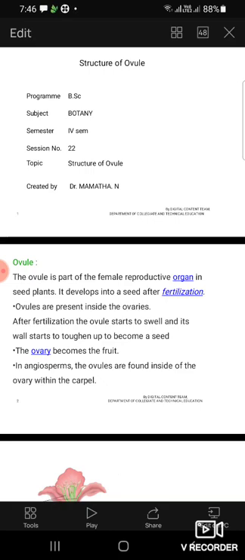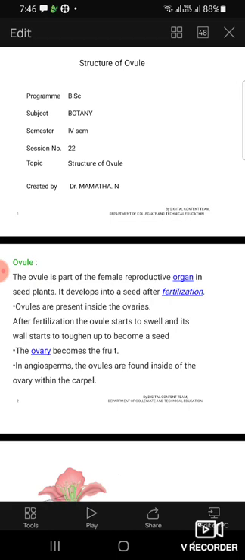Structure of ovule. The ovule is a part of the female reproductive organ in seed plants. It develops into a seed after fertilization. Ovules are present inside the ovaries. After fertilization, the ovule starts to swell and its wall starts to toughen up to become the seed. The ovary becomes the fruit.